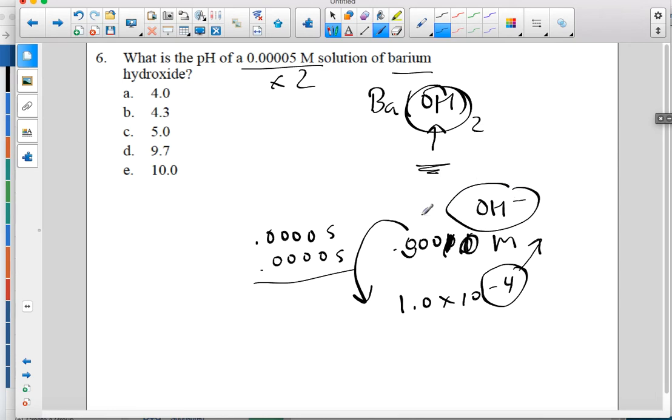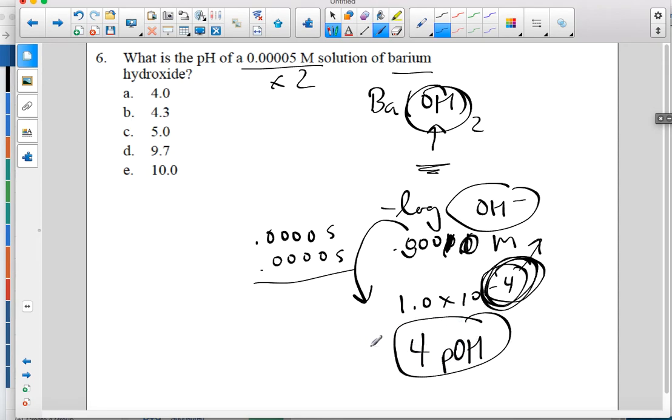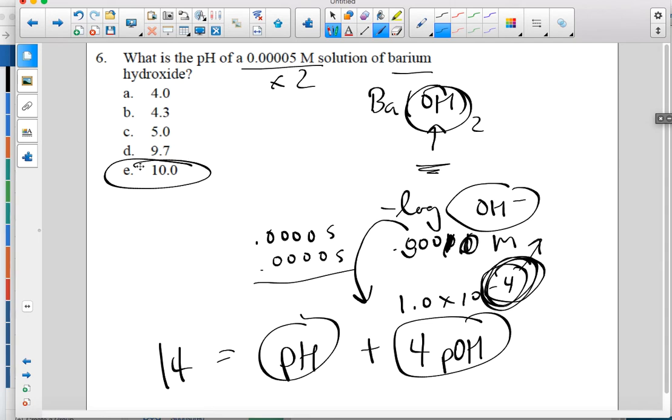So if I have OH concentration and I took the negative log of that, I would get pOH. So I grab the exponent, and my pOH is 4. If my pOH is 4, remember pOH plus pH has to equal 14. That means my pH is going to be 10. So all you have to do on the exam is pay attention to the Ba(OH)2. Also, put it in scientific notation, makes it easy to score.